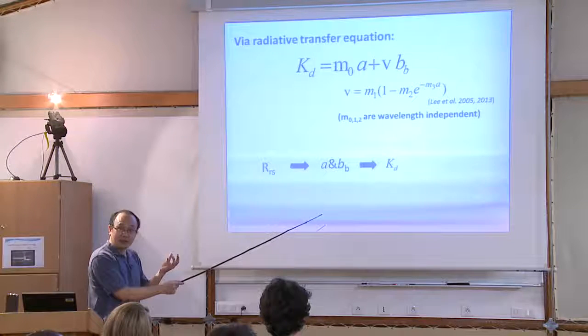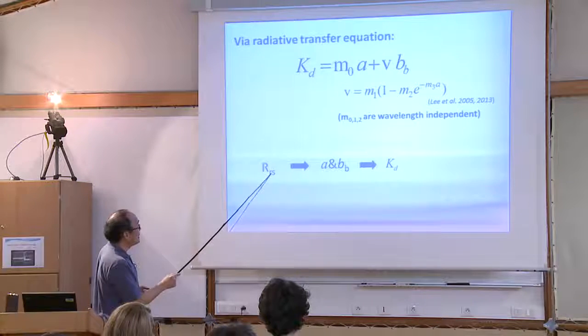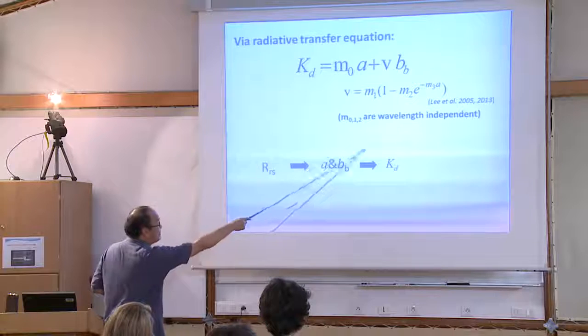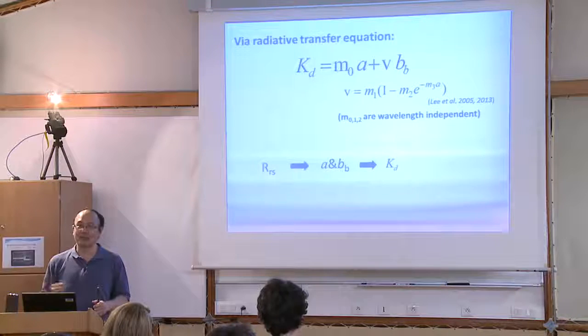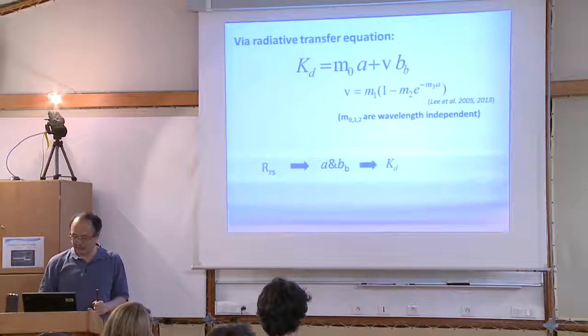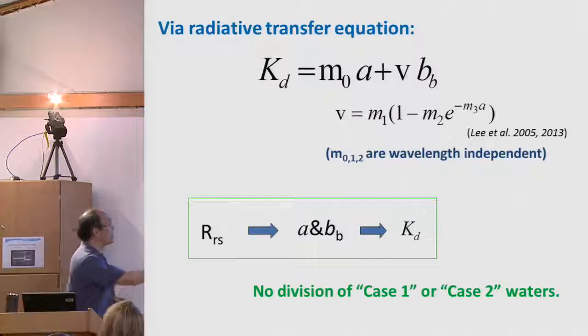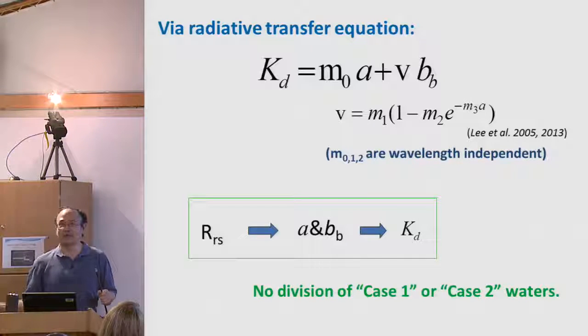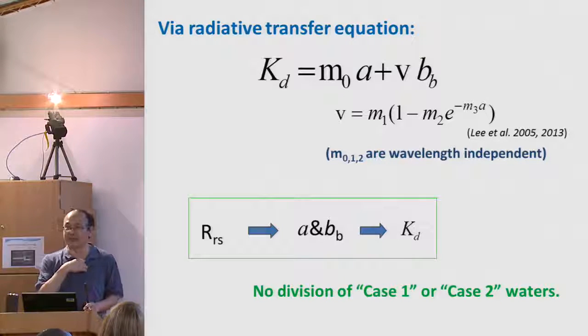And I just said that a and bb can be quasi-analytically derived from Rrs. So when we know Rrs, we can know a and bb. Give me a sun angle, then we can get a KD. It's straightforward from radiative transfer, without any kind of regression analysis or regression development. And for this system, there's no distinction between case 1 and case 2. Radiative transfer works the same for case 1 waters and case 2 waters. There's no case 2 radiative transfer. It's one radiative transfer for all waters, so this can work basically for all waters.